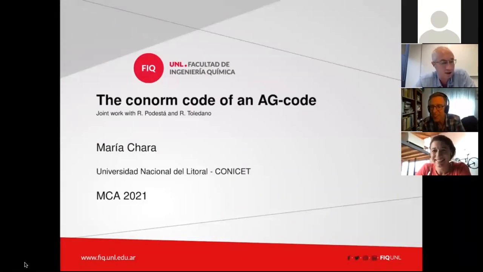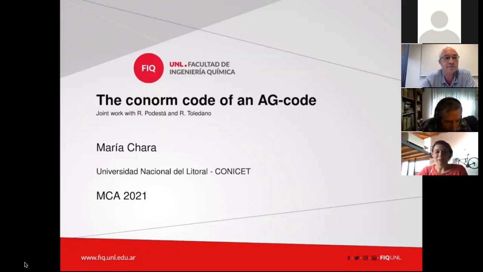We can start our next speaker after listening to some number theory in Canada. We will now move to the opposite spectrum of the Americas, and we will listen to some number theory in Argentina. So our next speaker is Maria Chara from the Universidad Nacional del Litoral, and she will tell us about a conorm code of an AG code. So go ahead.